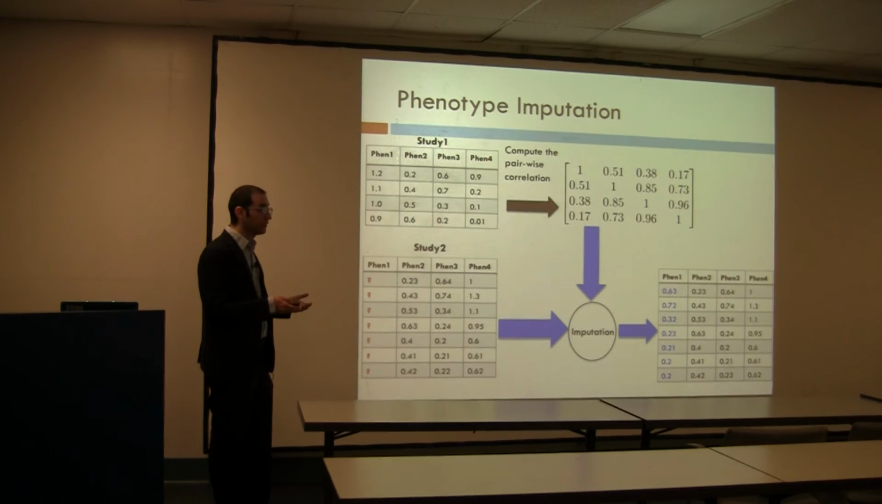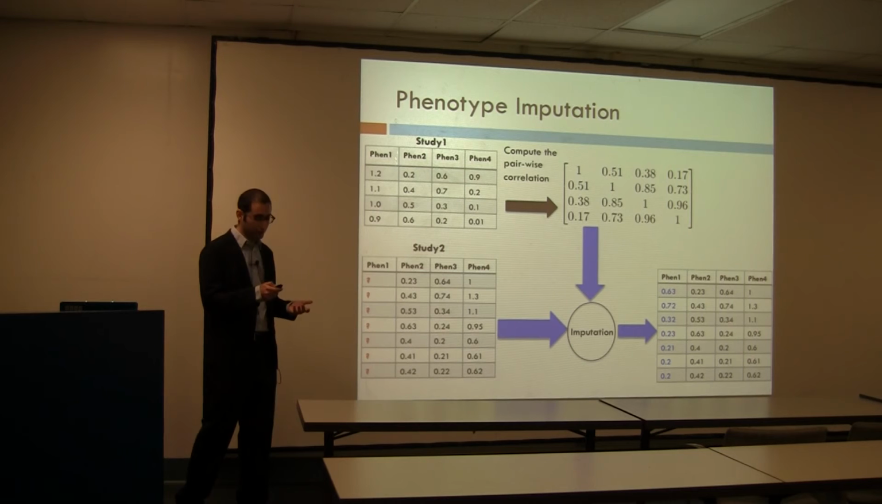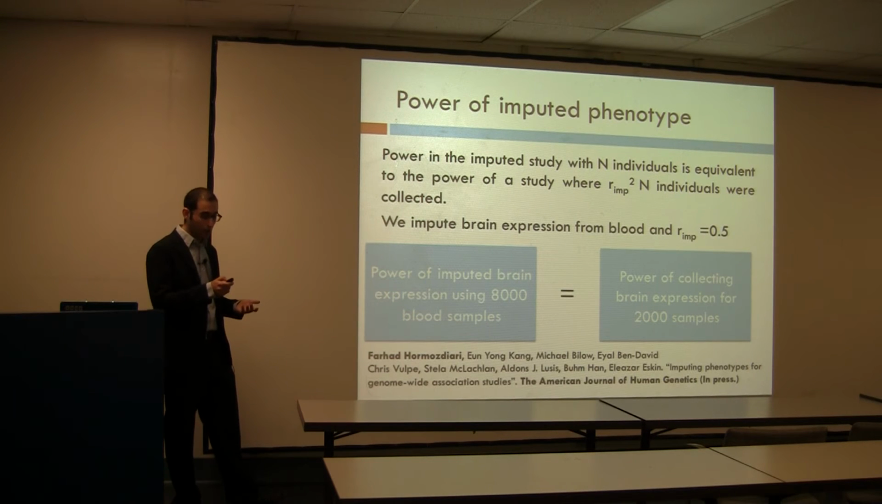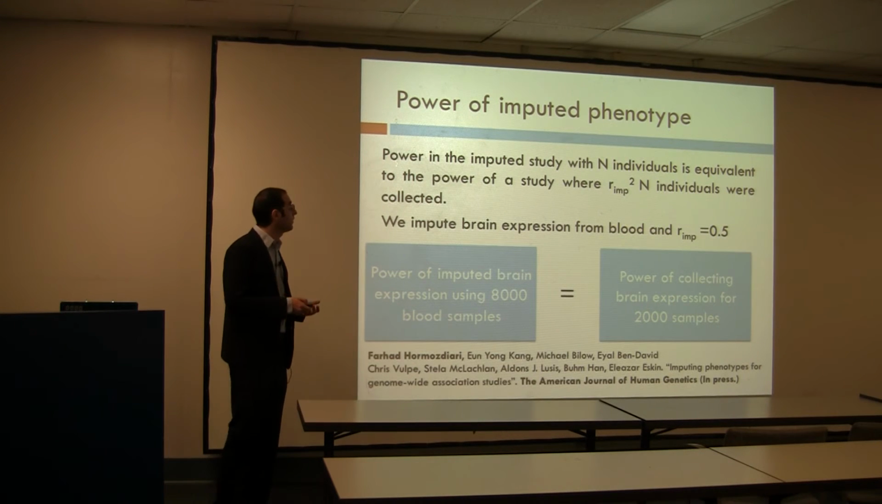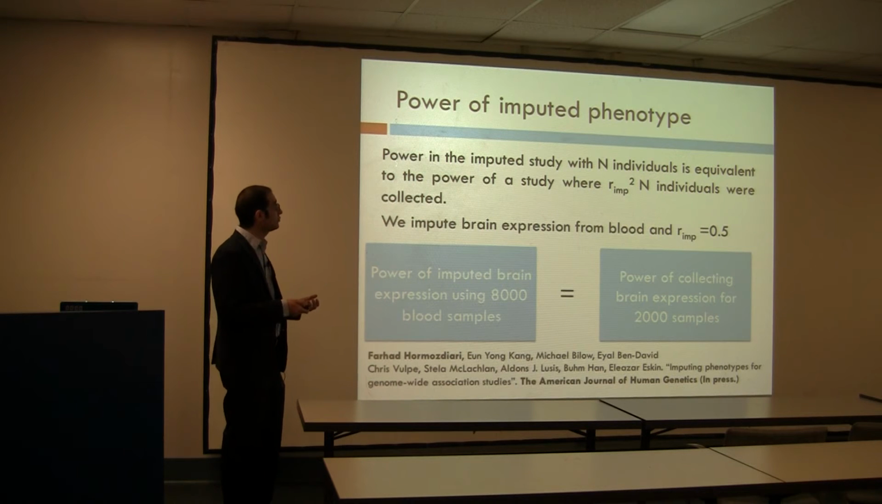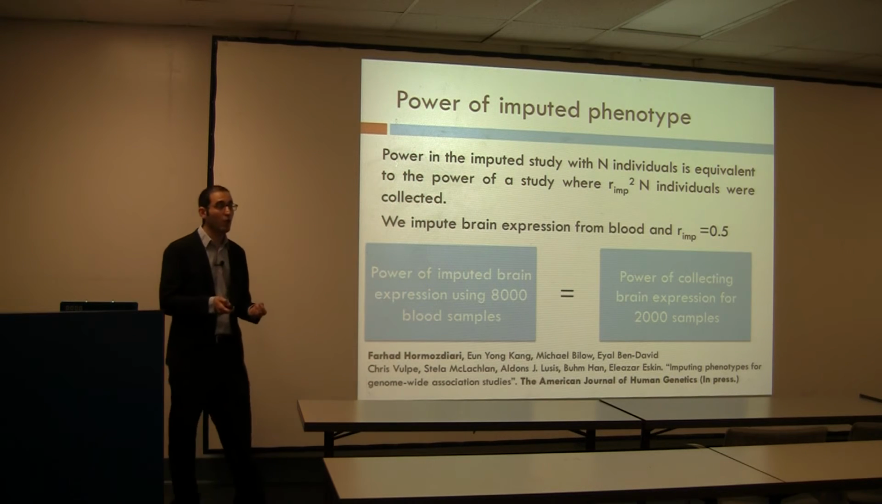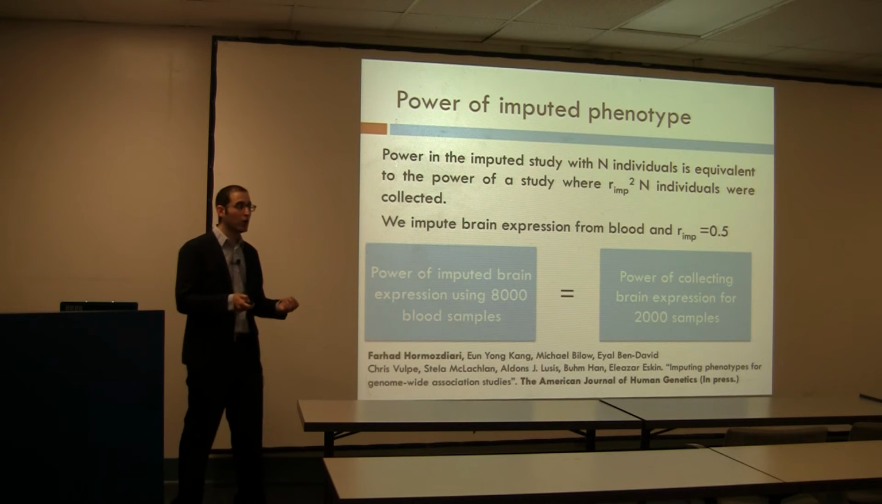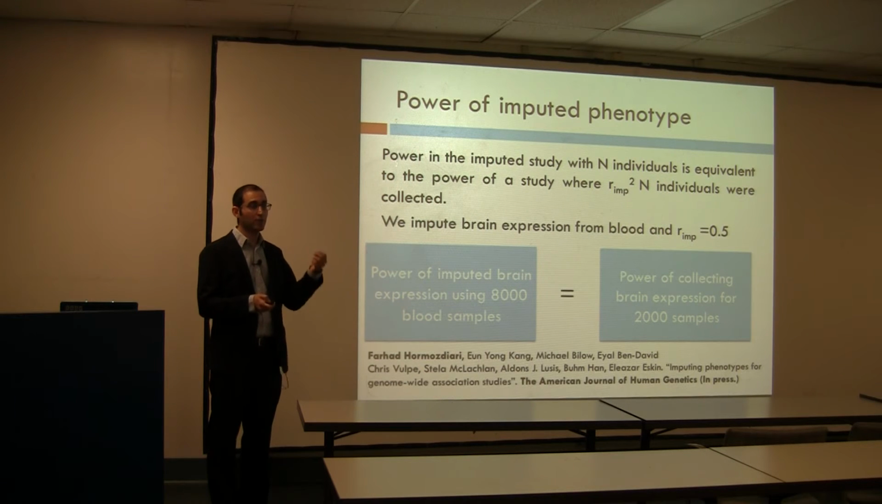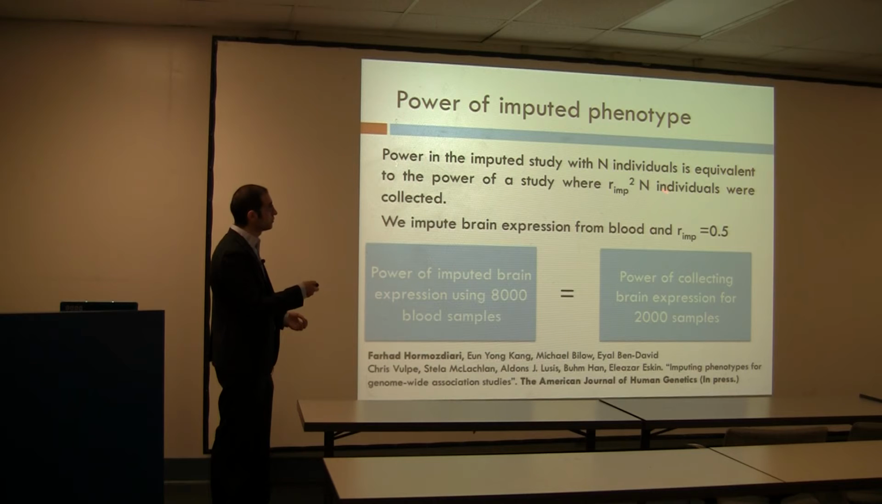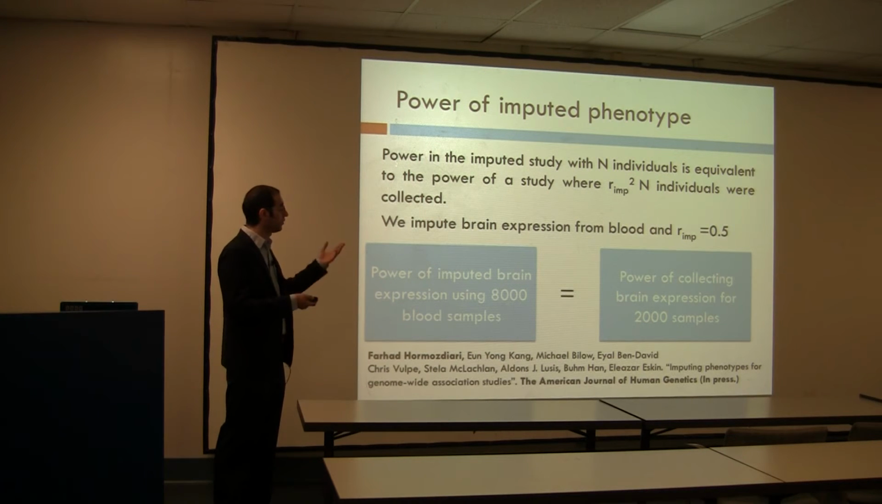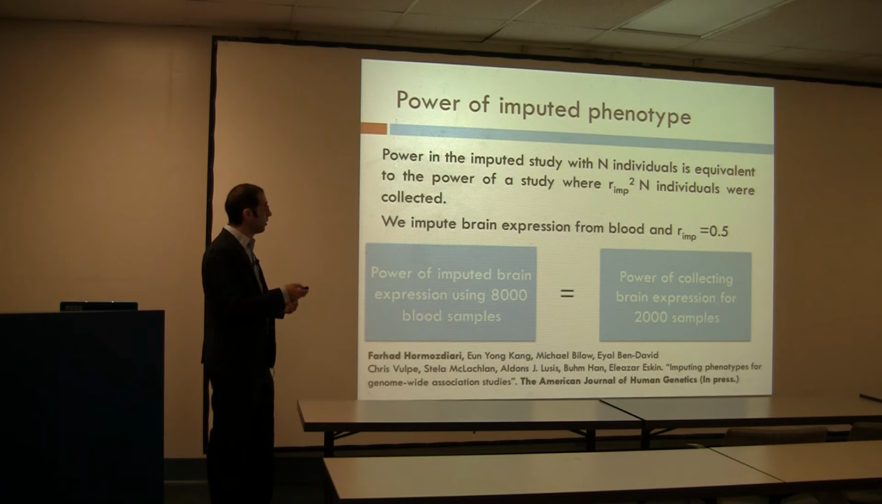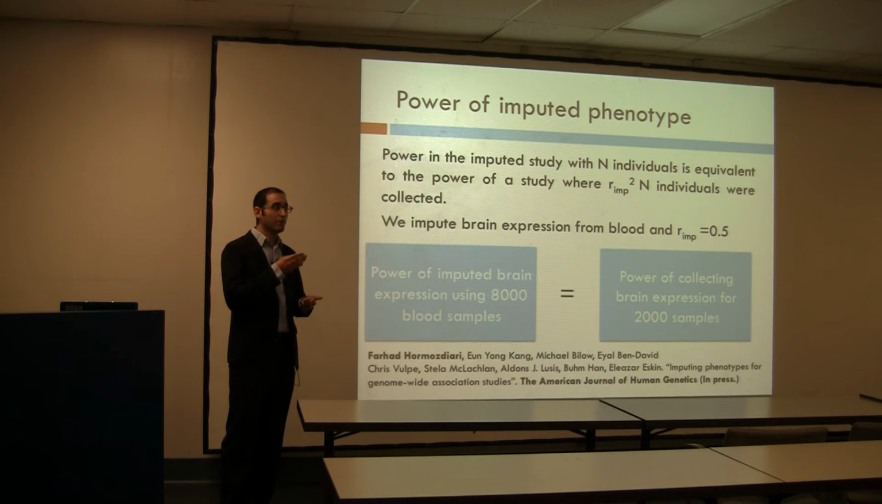Now, I won't go into the details of the math of the paper. It's very interesting, but I will just show one result that is very nice. What we can prove is that the power in the imputed study with n individuals is equivalent to performing a GWAS on the phenotype that is hard to collect with this many individuals: Rm squared times n, where n is the number of individuals in the imputation study. Rm is the correlation between the phenotype that you imputed and the true phenotype that you didn't collect.